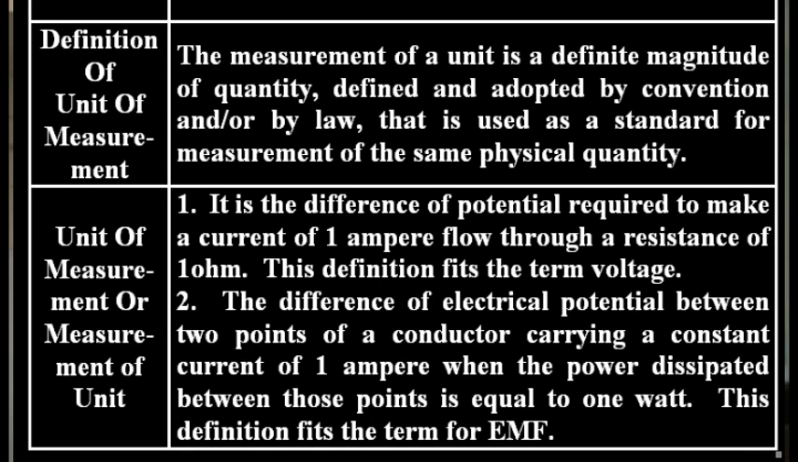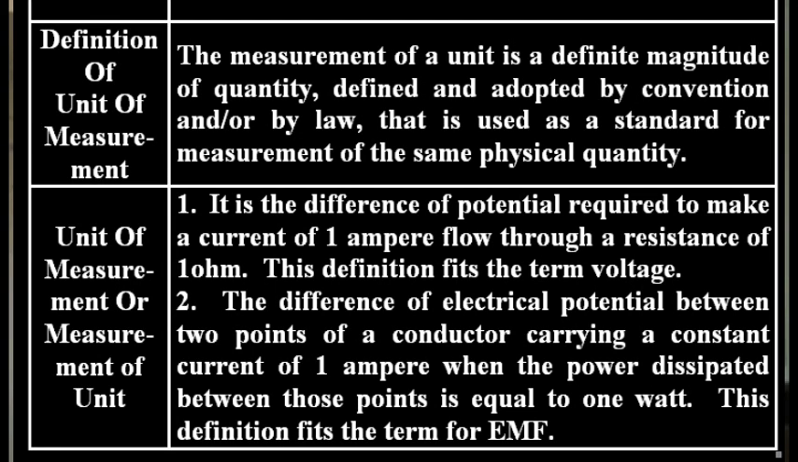And then this one down here, they're talking about constant current, which kind of applies to EMF. So the difference of electrical potential between 2 points of a conductor carrying a constant current of 1 ampere when the power dissipated between those points is equal to 1 watt. And I wrote down that this definition fits the term for EMF. They're talking about maintaining the voltage, maintaining the potential difference. That's EMF, that's electromotive force. Anyway, that's how that works.